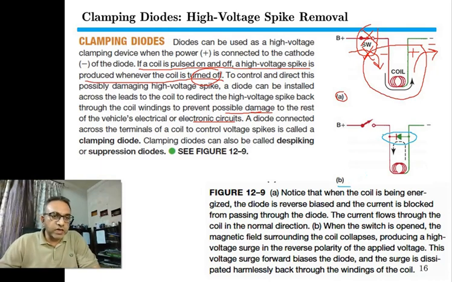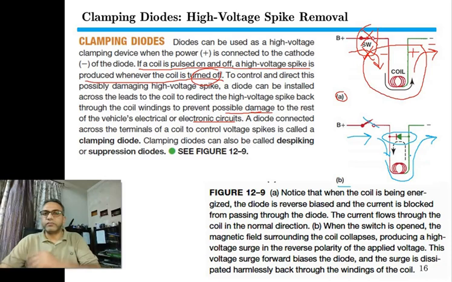So let us start with the operation. First of all, we short circuit the switch SW. As a result, a current flows through the switch. It cannot flow through the diode because it is reverse biased. Hence, the current will flow through the inductor, and it will flow into the battery negative. Okay?